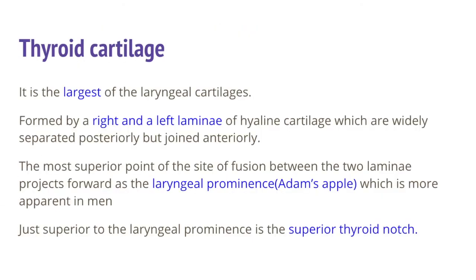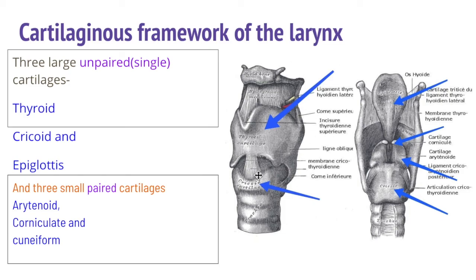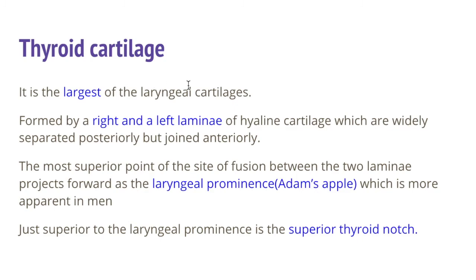Now starting with the thyroid cartilage. Now anytime you see a picture of the larynx, the first thing we notice is the thyroid cartilage. So it's the largest of the laryngeal cartilages and is formed by two laminae, okay, the right and the left laminae, which is made up of hyaline cartilage and are widely separated posteriorly but joined anteriorly. The most superior point of the site of fusion between the two laminae projects forward as the laryngeal prominence, and just superior to the laryngeal prominence is the superior thyroid notch.